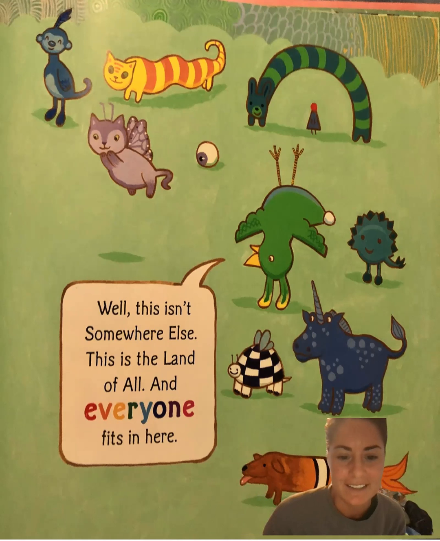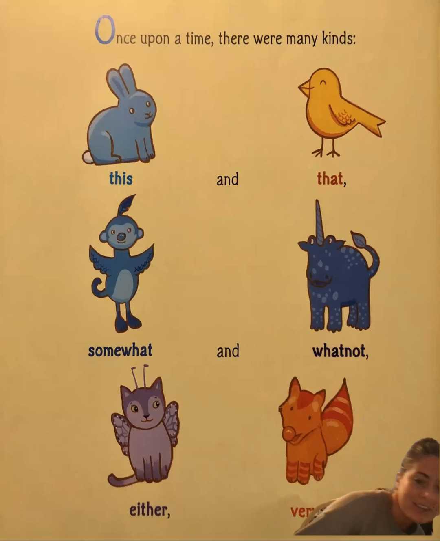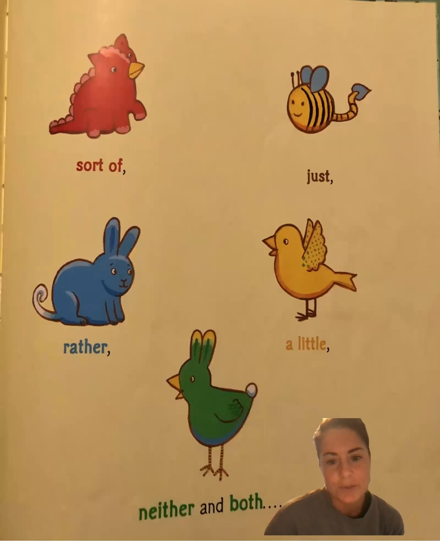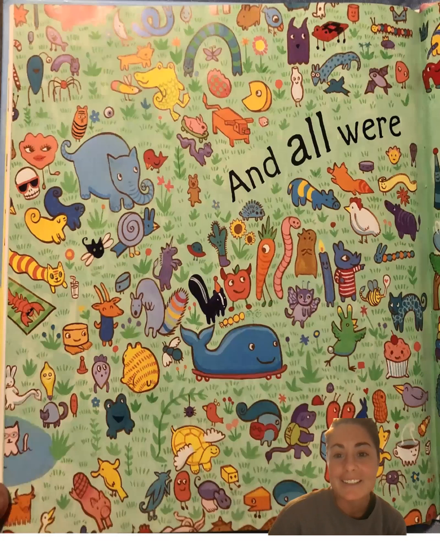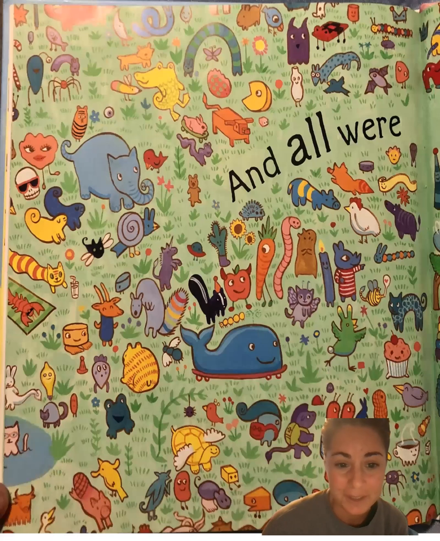what they looked like. So once upon a time, there were many kinds, this and that, somewhat and whatnot, either and very, sort of and just, rather, a little, neither and both. And all were welcome. Now, I don't know if you can tell, look at all the different types of animals here. I don't even know if we can call some of them animals. I think I saw an eyeball one time. Look at all the different characters here. And they all have smiles on their faces because they're all welcomed.